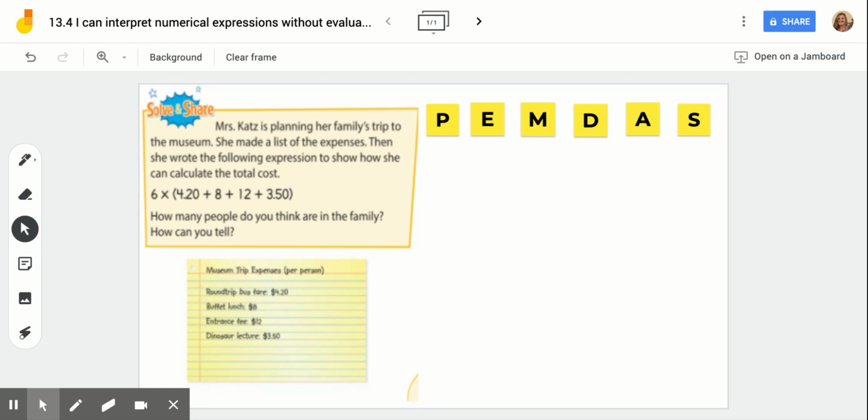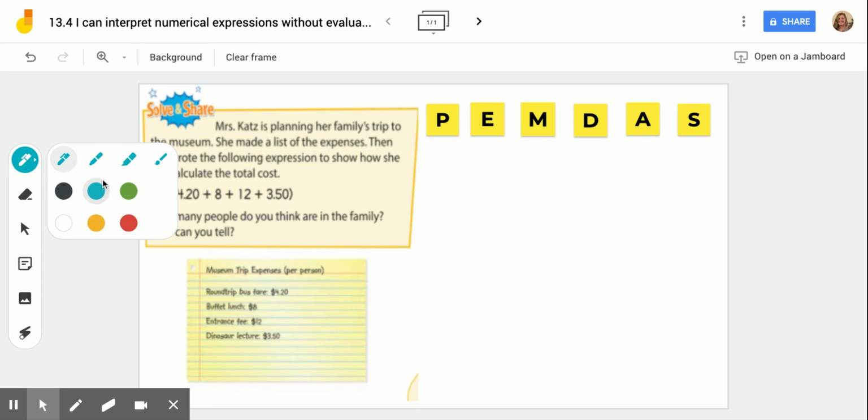Now, I have set up a little anchor chart over here. I have the word problem on the side, the little chart that goes with it, and we're going to solve this to the best of our ability. All right, so we're going to read over our question more than once because it helps us understand what's being asked. Then we're going to analyze and evaluate.